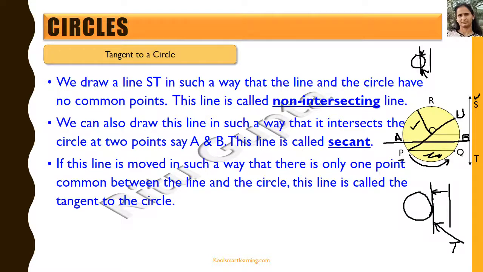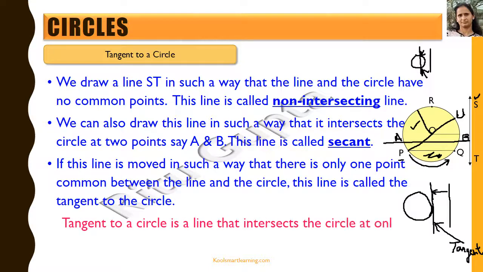And if we keep moving it further in the same direction, then it will become a secant, because then it will cut the circle in two distinct points. So a tangent to a circle is a line that intersects the circle at only one point.